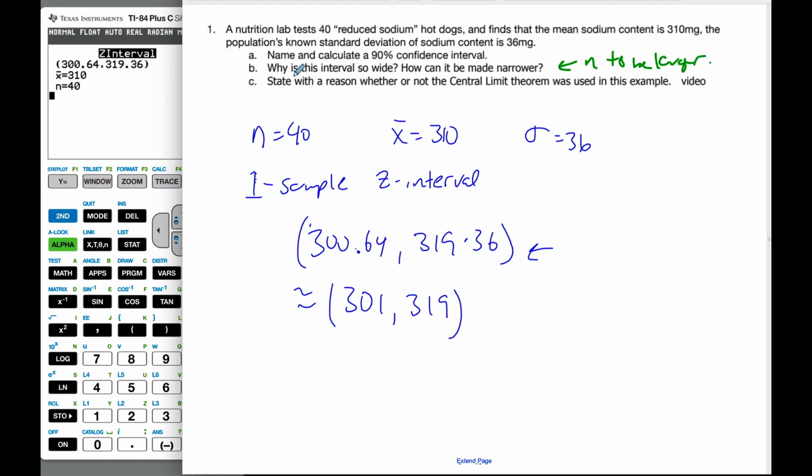Okay, I feel that's not a full explanation. It's going to come also with part C. State with a reason whether or not the central limit theorem was used in this example. And the answer is yes, the CLT was used.